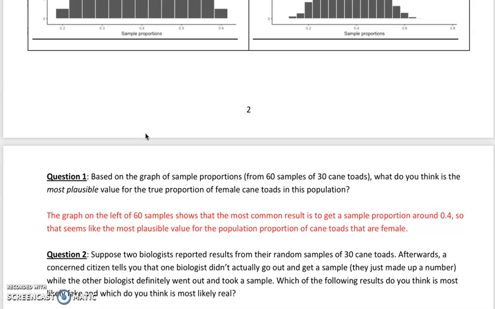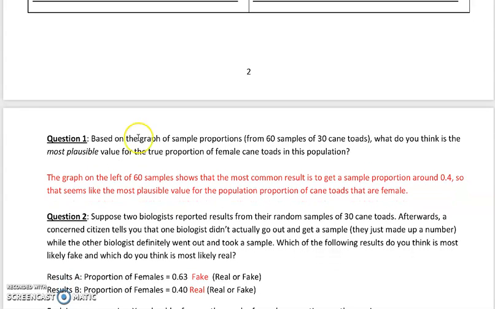And we might say, okay, let's look at their results and see if we can guess which one is real and which one is fake. So there's two options here. Biologist A got a sample proportion of 0.63. Biologist B got a sample proportion of 0.4. And you can already see that I've filled in that we would probably come to the conclusion that this first biologist is the one that faked their data.